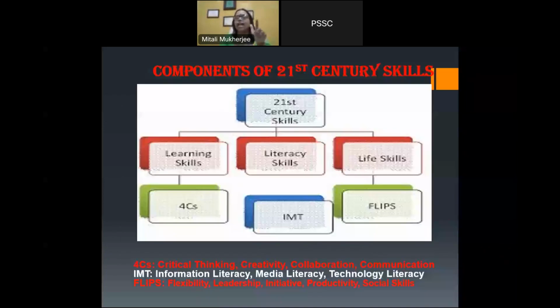There are 3 L's. LLL, learning skill, literacy skill, life skills. In learning skill, there are 4 C's. What are they? Critical thinking, creativity, collaboration, and communication. In literacy skills, there are 3: information literacy, media literacy, technology literacy. And life skills, भी short form में मैं बता रही हूँ, FLIPS, आपको याद रखने में आसानी होगा. FLIPS means flexibility, leadership, initiative, productivity, and social skills.